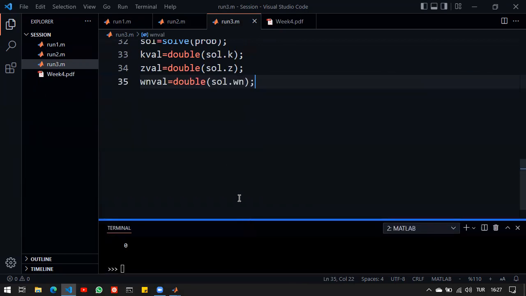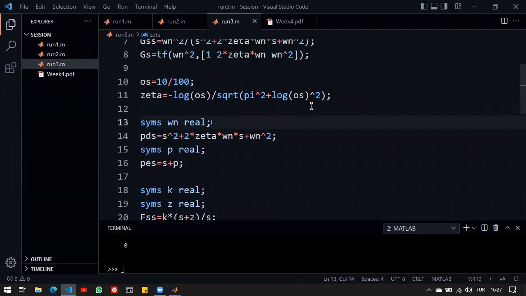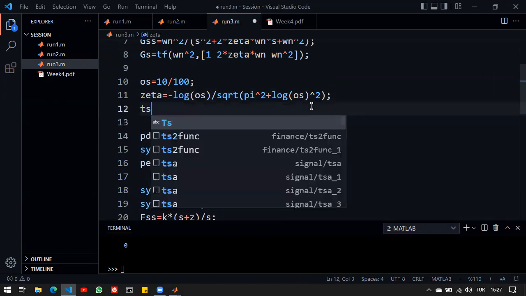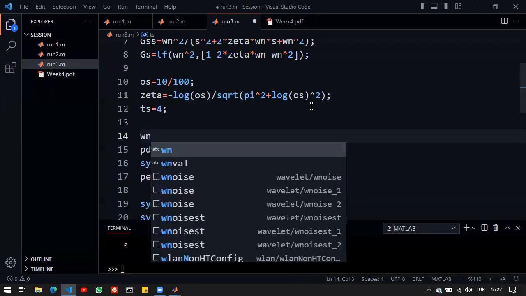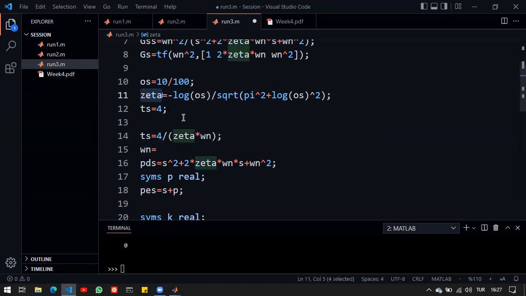So here we now have to choose a certain settling time, for example. So let's go ahead and do that. Instead of having a symbolic omega n value, I'm going to choose a certain settling time, let's say 4. And then omega n can be calculated by using the formula for settling time. So 4 divided by omega n times zeta was the actual formula here. Since here we have calculated the zeta value, and I know the settling time, I'm going to be able to calculate what omega n should be.